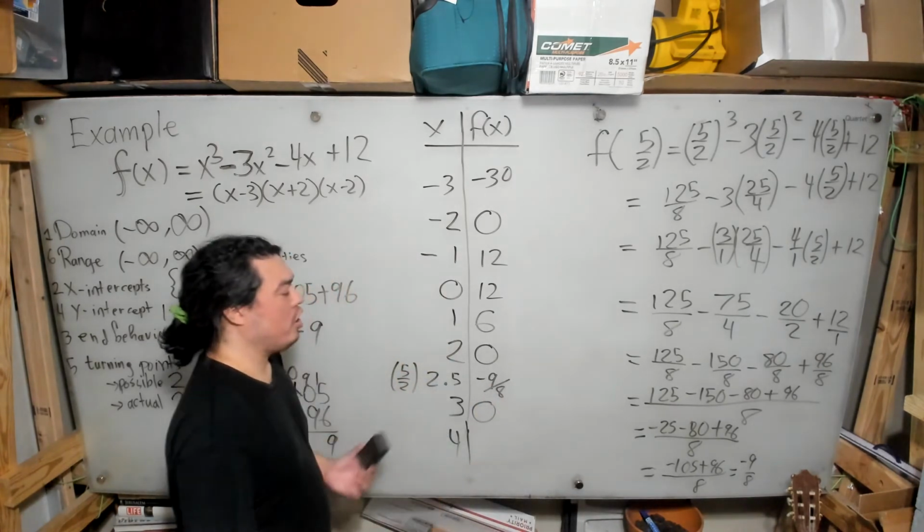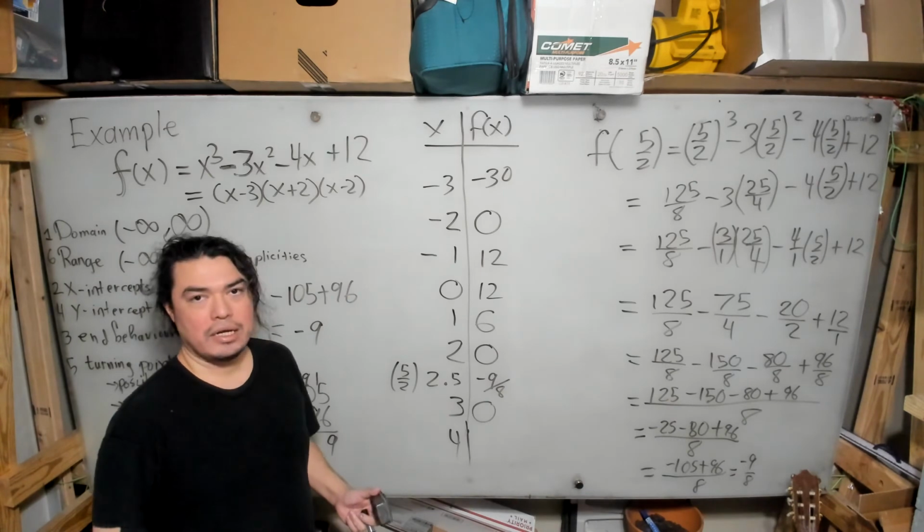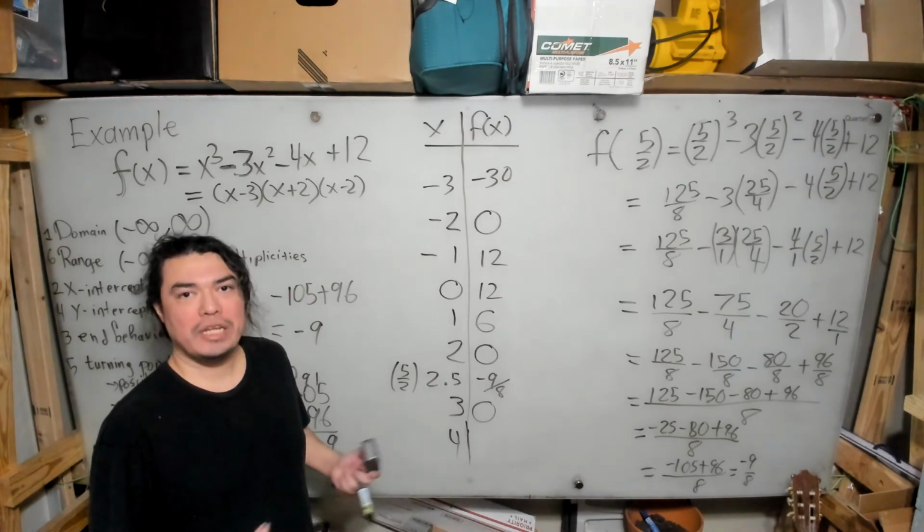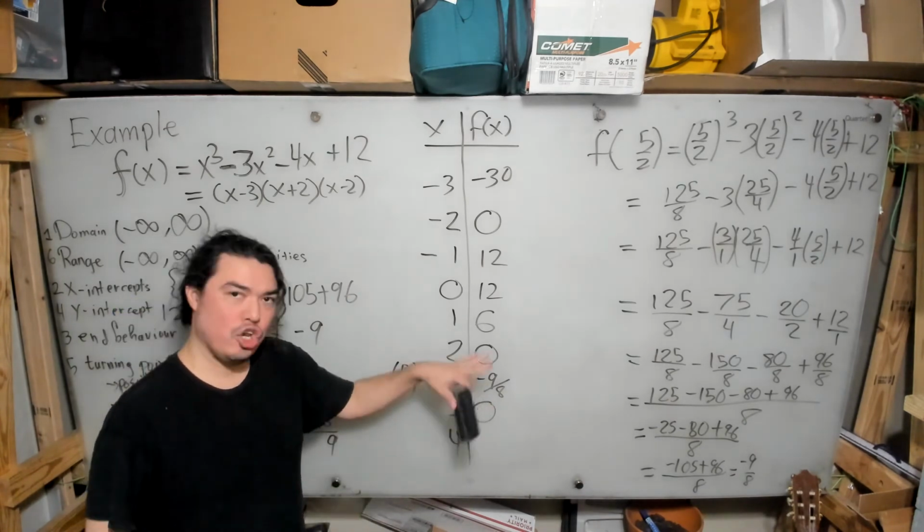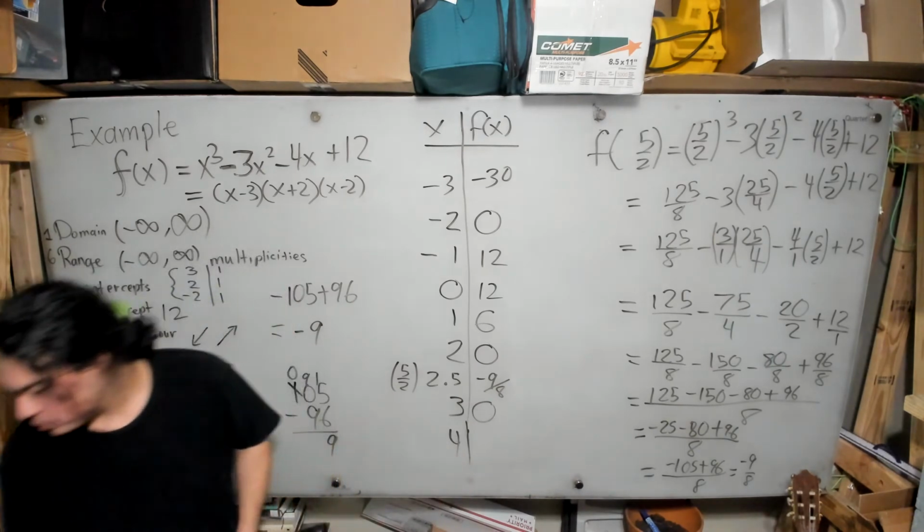So it's a little under negative 9 over 8, which would be negative 1. So it's a little lower than negative 1. Okay?